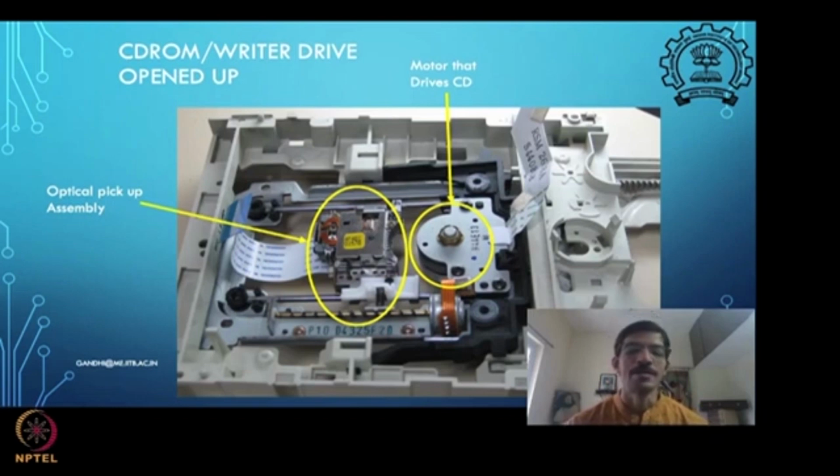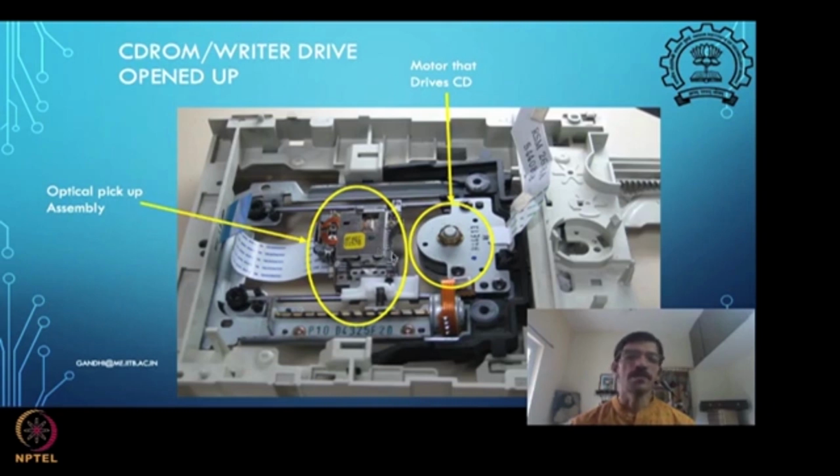tracks, lands and pits on the CD tracks. Okay, so you need to have an XY positioning system for that. So one axis of rotation is the CD rotation axis, and the other degree of freedom is radial motion on the surface. So it's not like you have a fixed CD and you move the head around it. No, the CD is rotating, and you just move the head radially inward and outward.